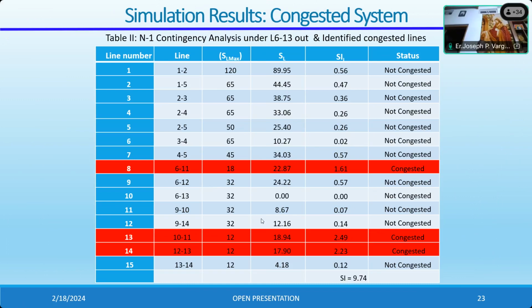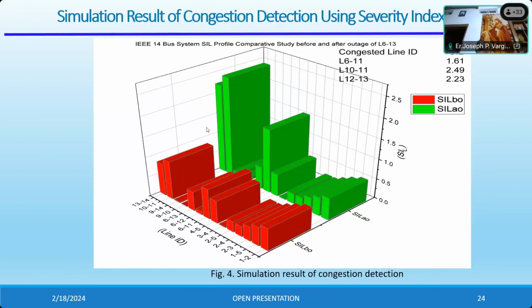Now we have detected congestion using the system severity index of the line. Now we are concentrating on these three lines. Due to the outage on line number 6-13, only these three lines are getting congested. And for further study, we are concentrating on these three lines.